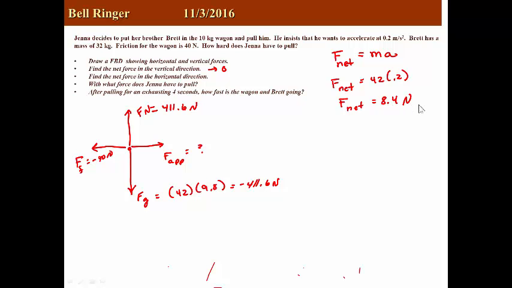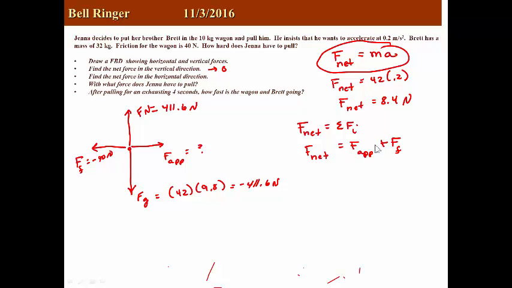Okay, what am I going to do next? I've used this formula, right? So what's the other formula? Yeah, so F net is equal to the sum of the individual forces. We're just talking horizontal, so F net is equal to force applied plus force of friction. And it doesn't really matter what order you put them in.